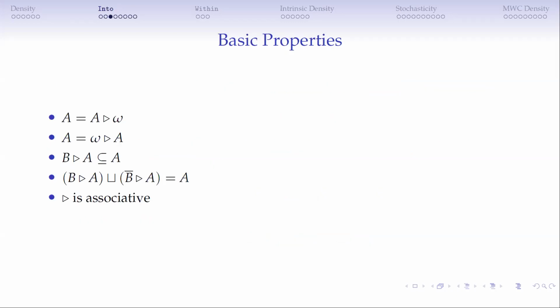More generally, expounding upon that, B into A disjoint union the complement of B into A is all of A. Why? Because each index is either in B or in its complement. So each element of A is either in B into A or in the complement within A, which is B complement into A. And the into operation is associative.